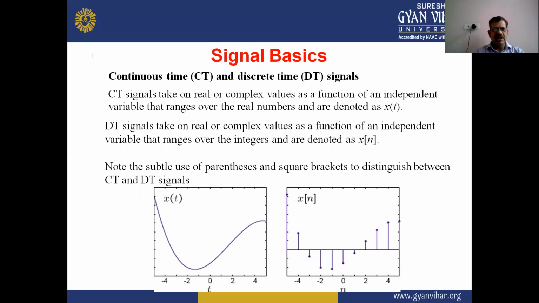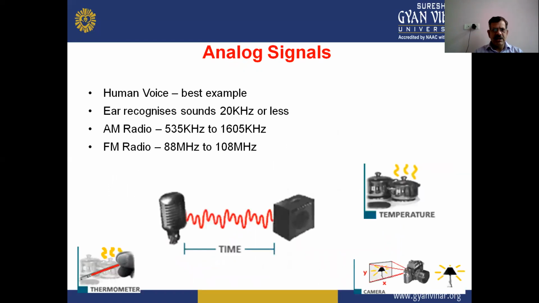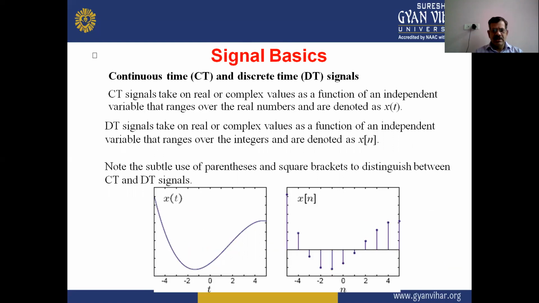Next is the discrete-time signal. DT signals take on real or complex values as a function of an independent variable that ranges over the integers and are denoted as x[n]. Note the CT and DT signals. These are the two examples of basic signals.